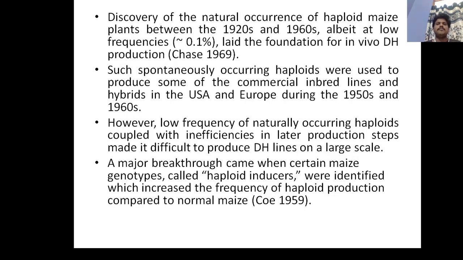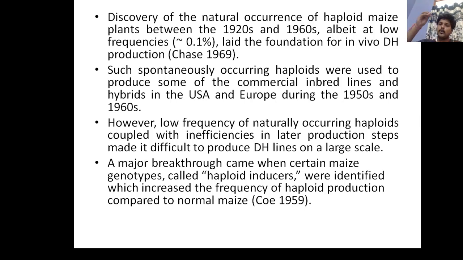So the discovery of the natural occurrence of haploid maize between the 1920s and 60s, albeit at a very low frequency, something around 0.1%, laid the foundation for in vivo double haploid production. Such spontaneously occurring haploids were used to produce some of the commercial inbred lines and hybrids of the time in the USA and Europe during the 1950s and 60s.